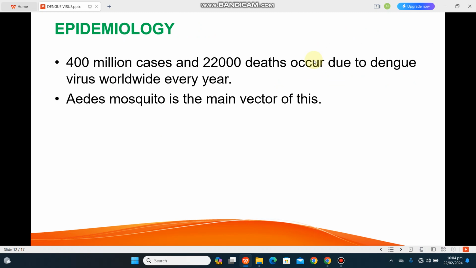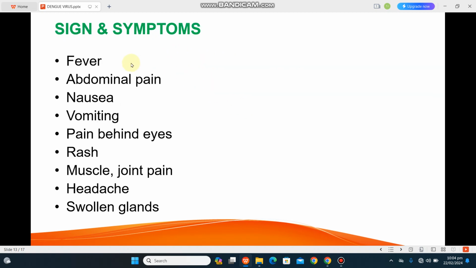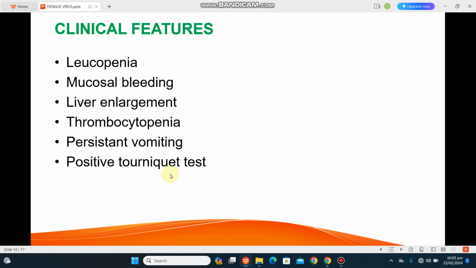As far as the epidemiology of the dengue virus is concerned, about 400 million cases are reported every year, and about 22,000 deaths occur due to this dengue virus. Mosquito is the main cause, as it is basically involved in the transmission. There are some signs and symptoms like fever, abdominal pain, nausea, vomiting, pain behind the eyes, rash, muscle and joint pain, headache, and swollen glands.